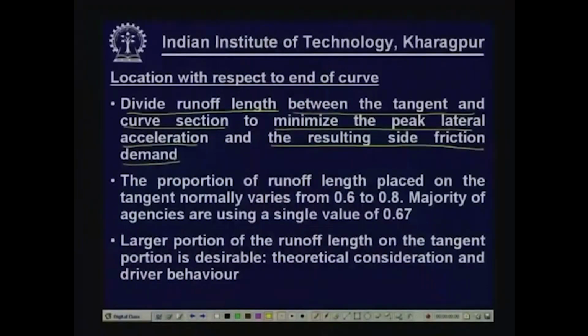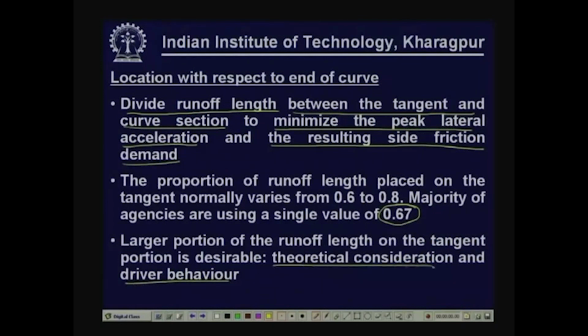Now, here we can recall our discussions about the Indian Roads Congress specification, where I have mentioned that as per IRC the recommended distribution is 2/3 and 1/3, that means 67% and 33%. So, again there is a compatibility between the AASHTO recommendations and the recommendations given by the Indian Roads Congress. So, it may vary from 0.6 to 0.8, and a large number of organizations are using a single value which is 0.67.